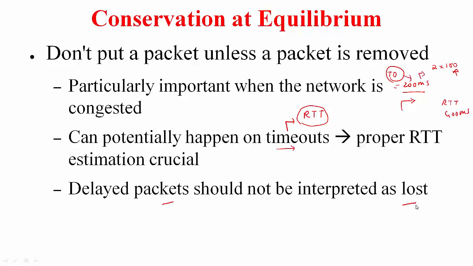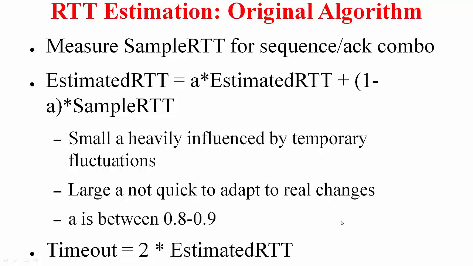So for this, the RTT calculation is very important. This was the algorithm that was used originally in the TCP implementation, but this led to network collapse. Later they revised it, but let's understand this original algorithm first. So when you send a segment with a sequence number and you get an ACK acknowledging this particular sequence number, you can calculate the round trip time. This is called the sample round trip time. Then you calculate an estimated round trip time.